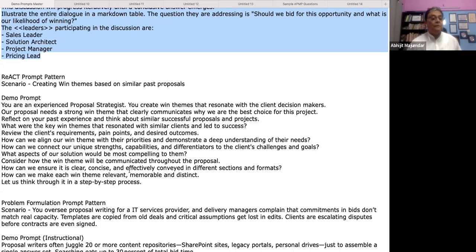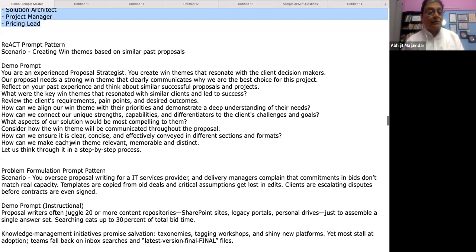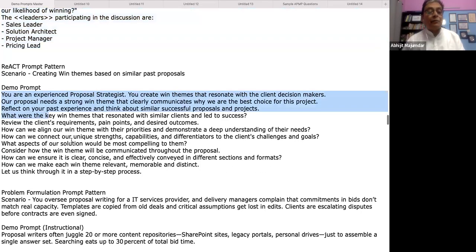Basically, you are first reflecting on what you have done, finding out the reason why this Win theme fits in, and then you are acting on finding out what they want and, based on that, how I can do that. So this is the prompt I am going to write. This is a ReAct prompt example, in a step-by-step process. First I am reflecting and reasoning, and then I am acting, creating the Win theme.